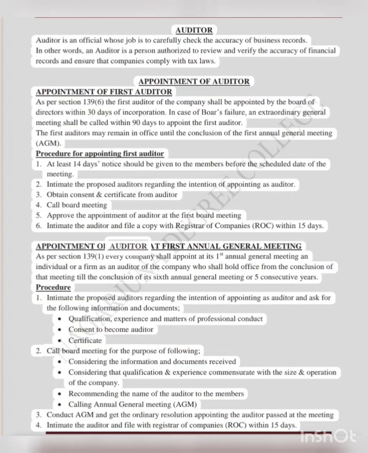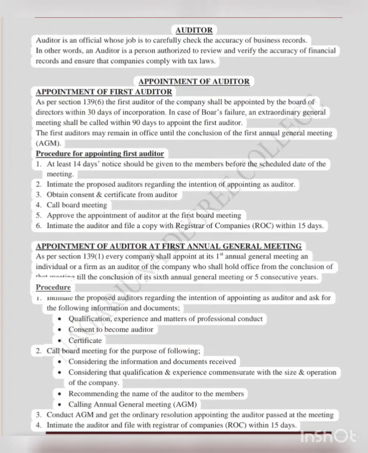Appointment of auditor at first annual general meeting. As per Section 139(1), every company shall appoint at its first annual general meeting an individual or a firm as an auditor of the company who shall hold office from the conclusion of that meeting till the conclusion of its 6th annual general meeting or 5 consecutive years.